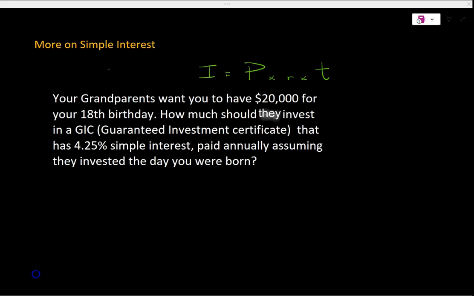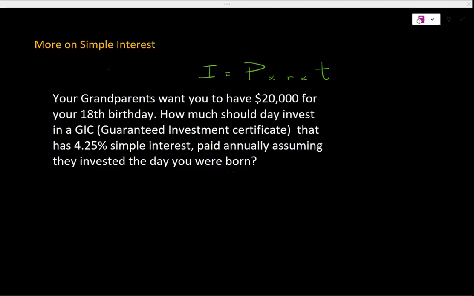Welcome back. So let's continue with simple interest. Here's a question, a little bit more involved, but let's get into it. Your grandparents want you to have $20,000 for your 18th birthday. How much should they invest in a GIC, which is called Guaranteed Investment Certificate, that has 4.25% simple interest and is annual interest, assuming they invested the day you were born.